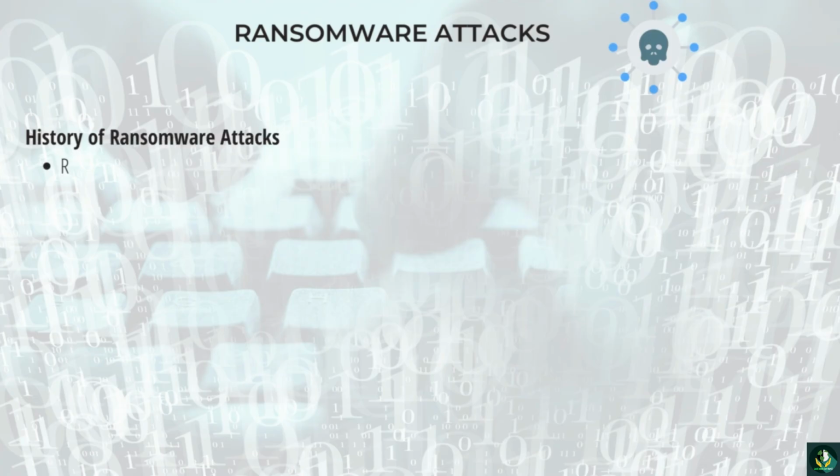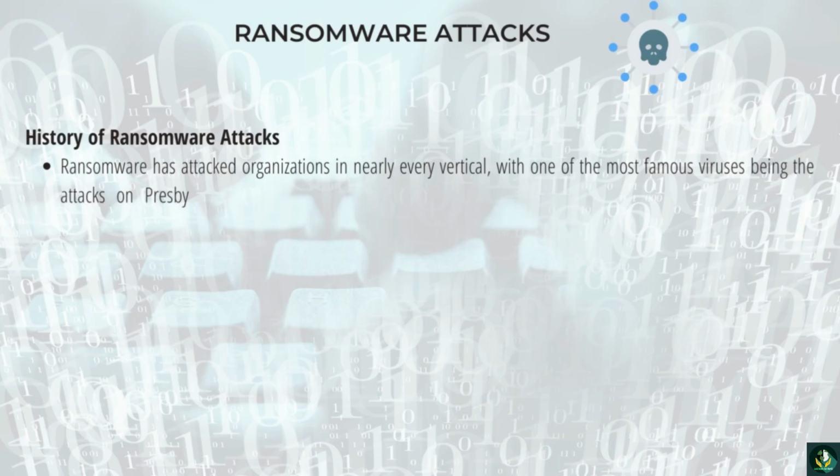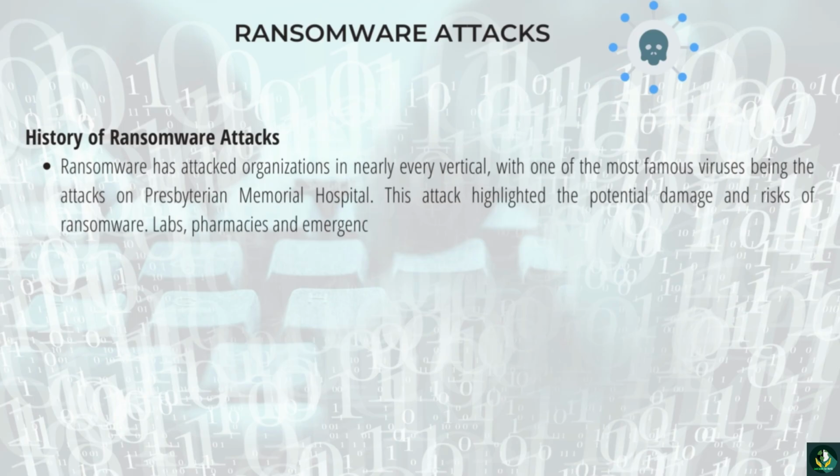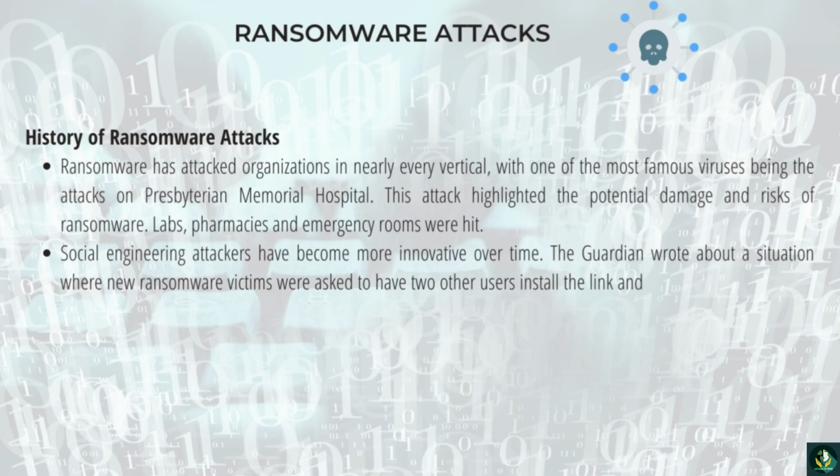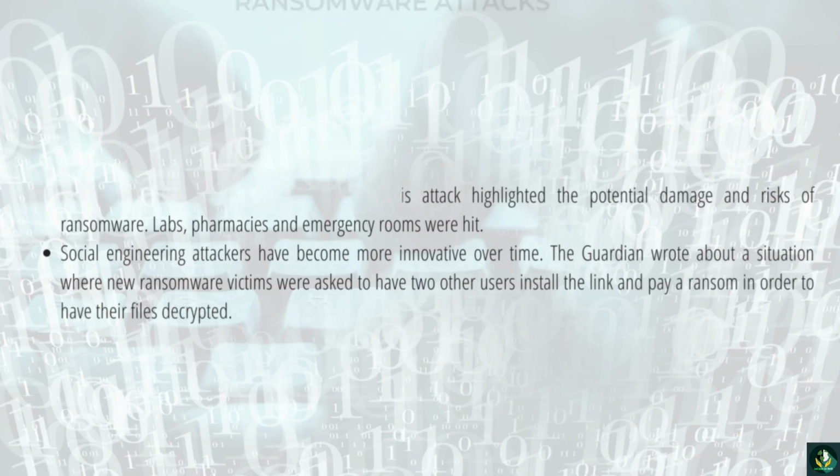Ransomware has attacked organizations in nearly every vertical, with one of the most famous viruses being the attack on Hollywood Presbyterian Memorial Hospital. This attack highlighted the potential damage and risks of ransomware. Labs, pharmacies, and emergency rooms were hit. Social engineering attackers have become more innovative over time. The Guardian wrote about a situation where new ransomware victims were asked to have 2 other users install the link and pay a ransom in order to have their files decrypted.